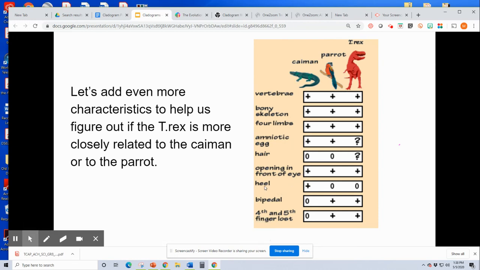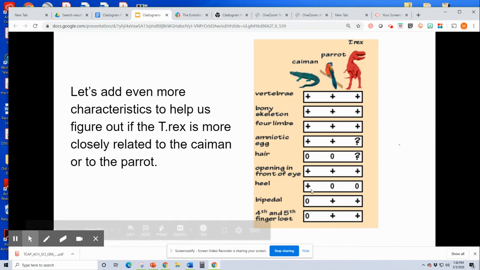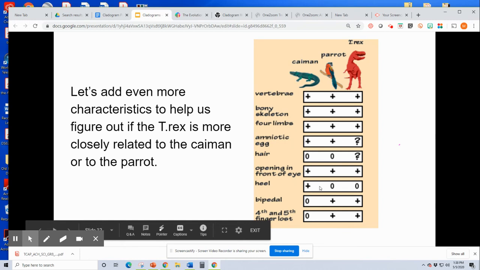Does that dino have a heel bone? And we have fossils, so pretty easy to see. Turns out a caiman does, a parrot does not, and a T-Rex does not. Bipedal, the ability to stand on two, bi means two. Well, the parrot can stand on two, and there he is, he's standing on two.